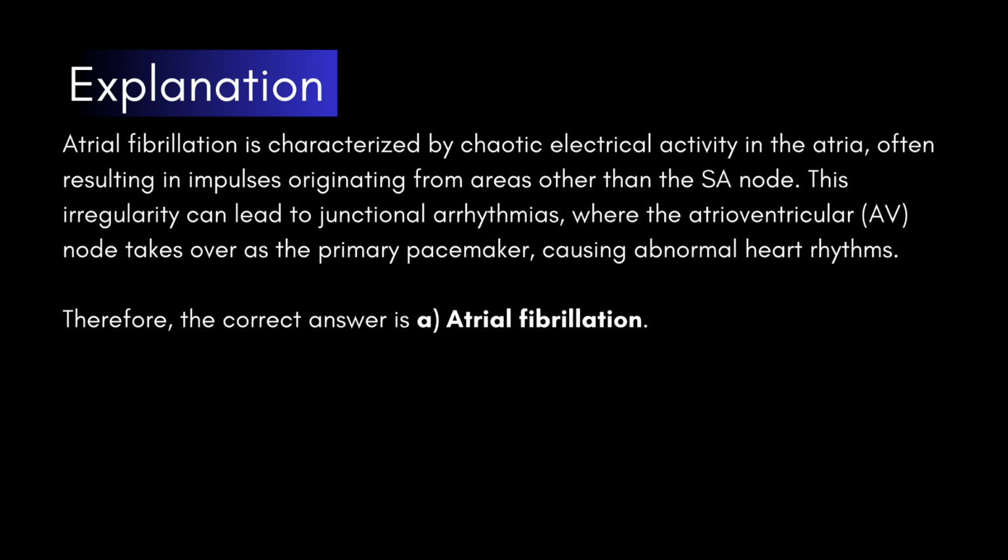Atrial fibrillation is characterized by chaotic electrical activity in the atria, often resulting in impulses originating from areas other than the SA node. This irregularity can lead to junctional arrhythmias, where the atrioventricular node takes over as the primary pacemaker, causing abnormal heart rhythms. Therefore, the correct answer is A, atrial fibrillation.